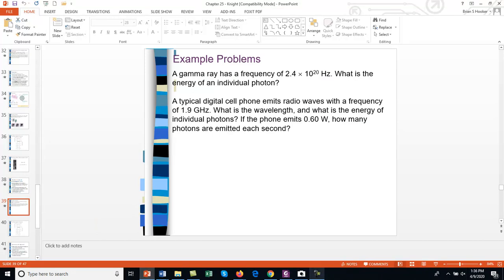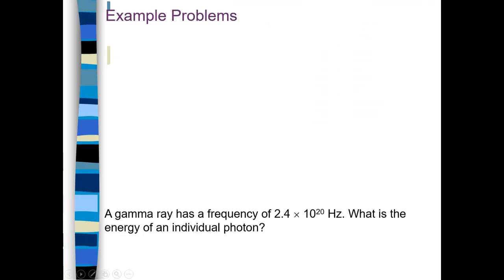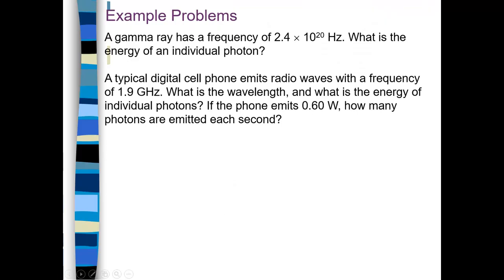Okay, and then let's say we look at a typical cell phone. It emits radiation at a frequency of 1.9 gigahertz. We want to know what the wavelength and the energy is for an individual photon. And if a phone emits 0.6 watts, how many photons are emitted each second? Okay, so let's tackle this problem.